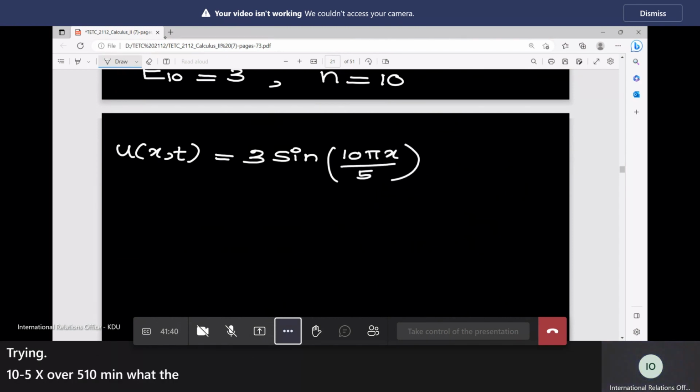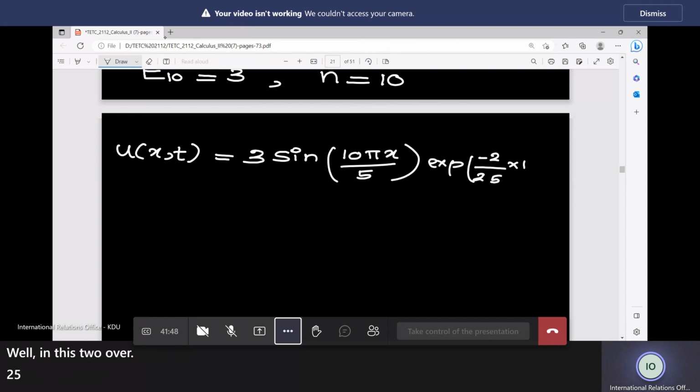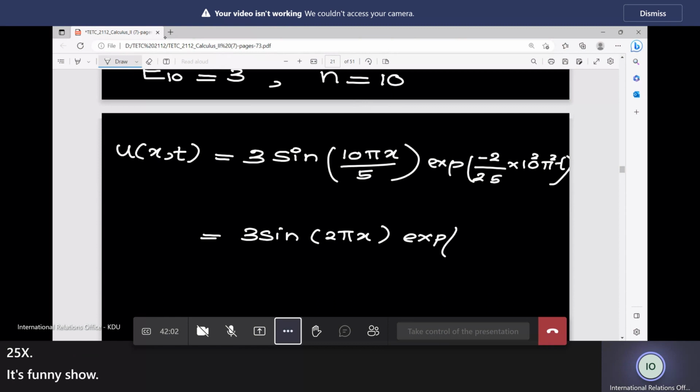Next comes the exponential: minus 2 over 25 times 10 to the power 2, 5 to the power 2 t. Simplify: 3 sin 2 pi x, exponential minus 8 pi squared t.